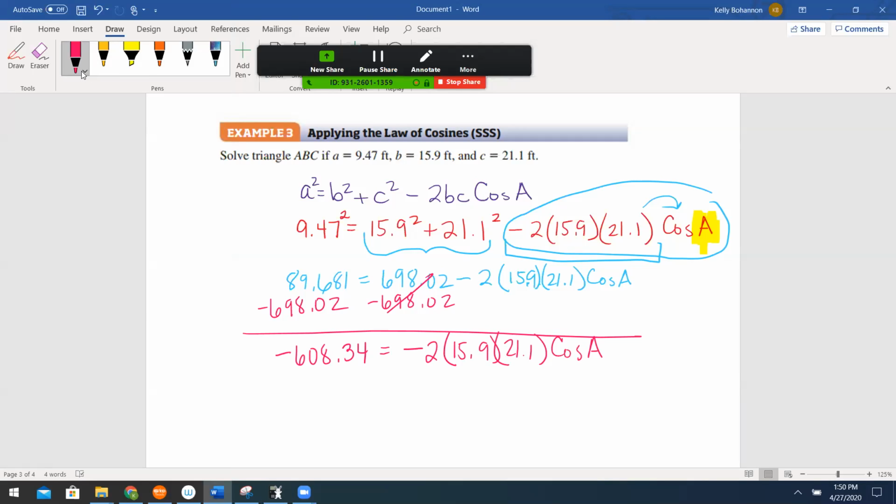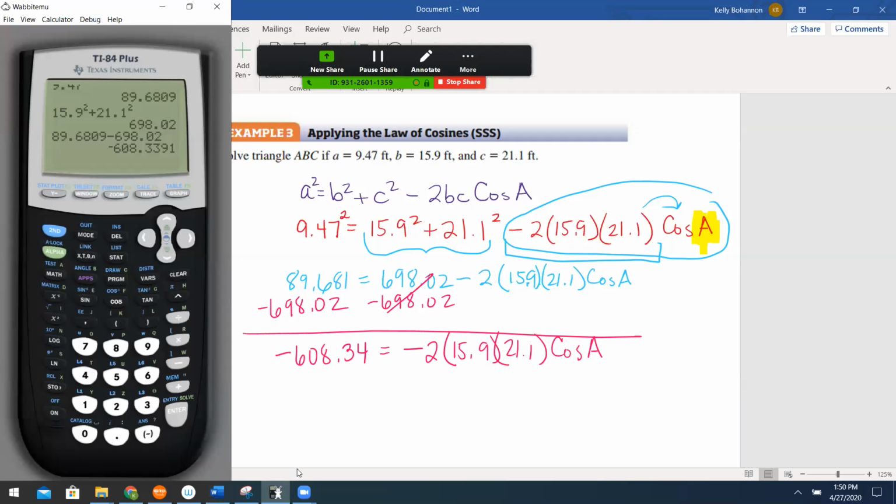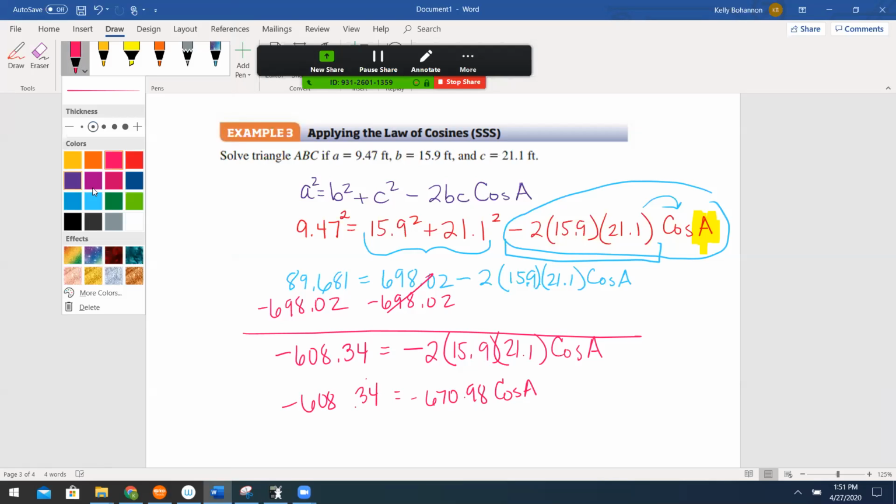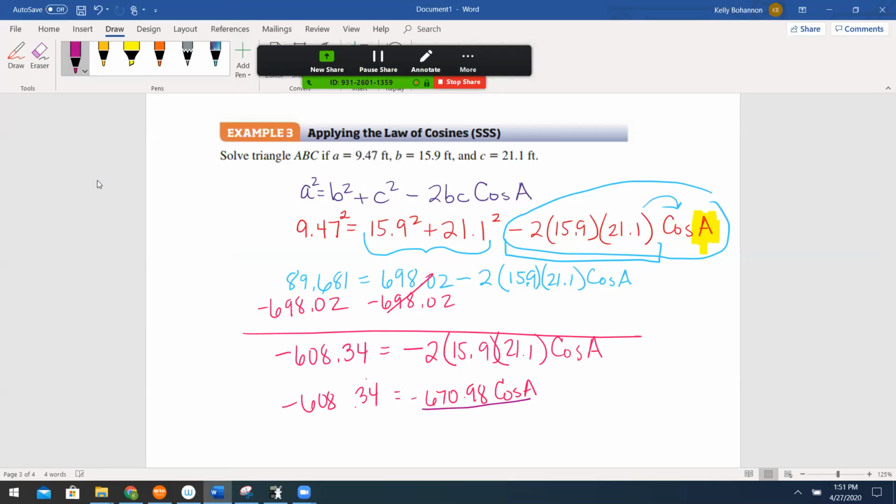And now I'll go ahead and simplify this over here. I probably should have done that at the beginning, sorry. Negative 2 times 15.9 times 21.1, negative 670.98. All right, now I can get rid of the negative 670.98 by dividing, because it is in front of that cosine as multiplication. So I'm going to divide.